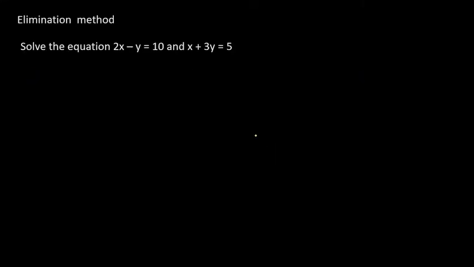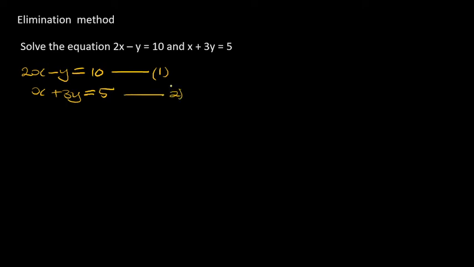So let's look at this question. It says solve the equations 2x minus y equals 10 and x plus 3y equals 5. So what do we do? The first thing I'm going to do is write my equations again. I have 2x minus y equals 10, and I'm going to name it equation 1, and I write the second one, x plus 3y equals 5, and I'll call this equation 2.